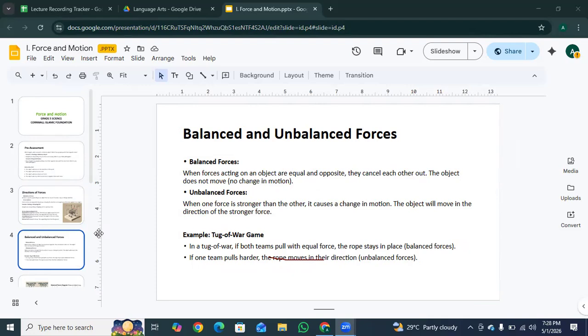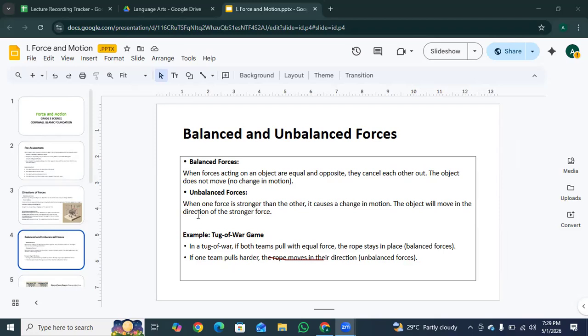The next one is balanced and unbalanced forces. Balanced forces: when forces acting on an object are equal and opposite, they cancel each other out. The object does not move, which means no change in motion. Think of this as a tie between two forces, forces that are the same size but push or pull in opposite directions, so they cancel each other out. The object does not move or change its motion.